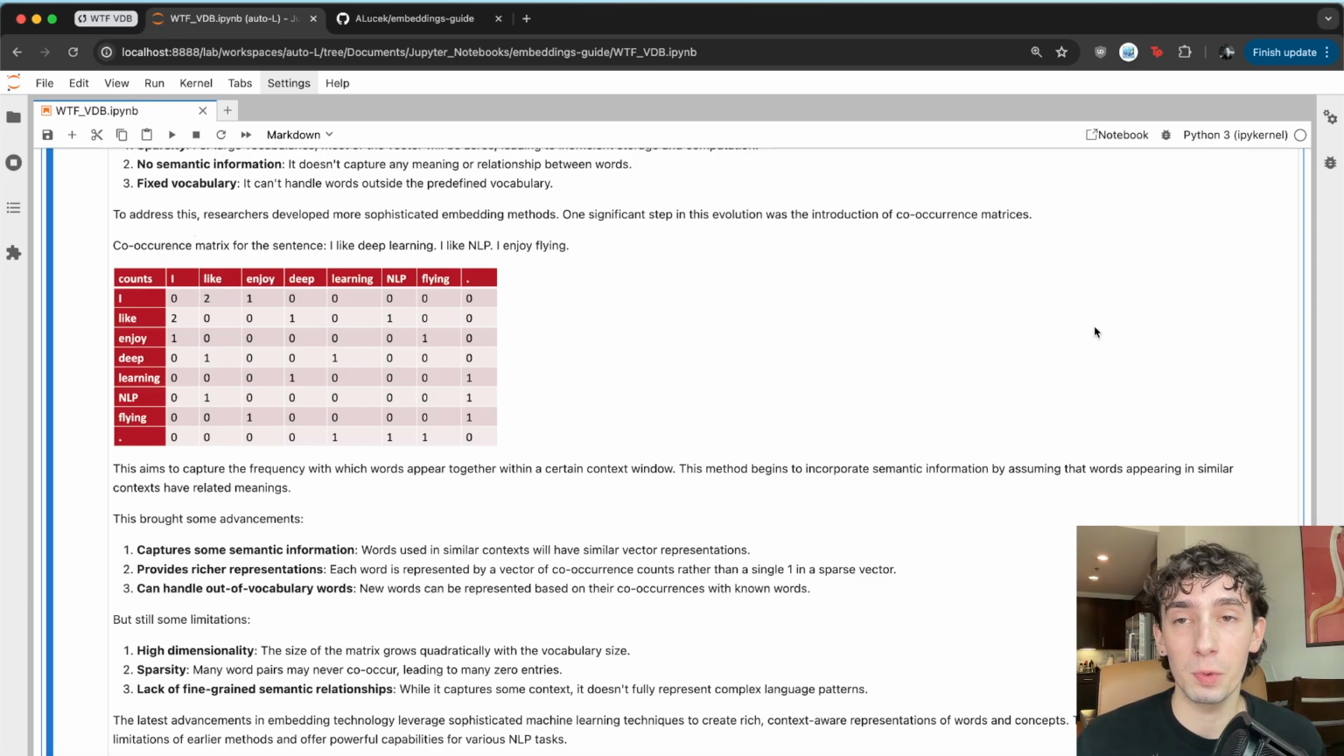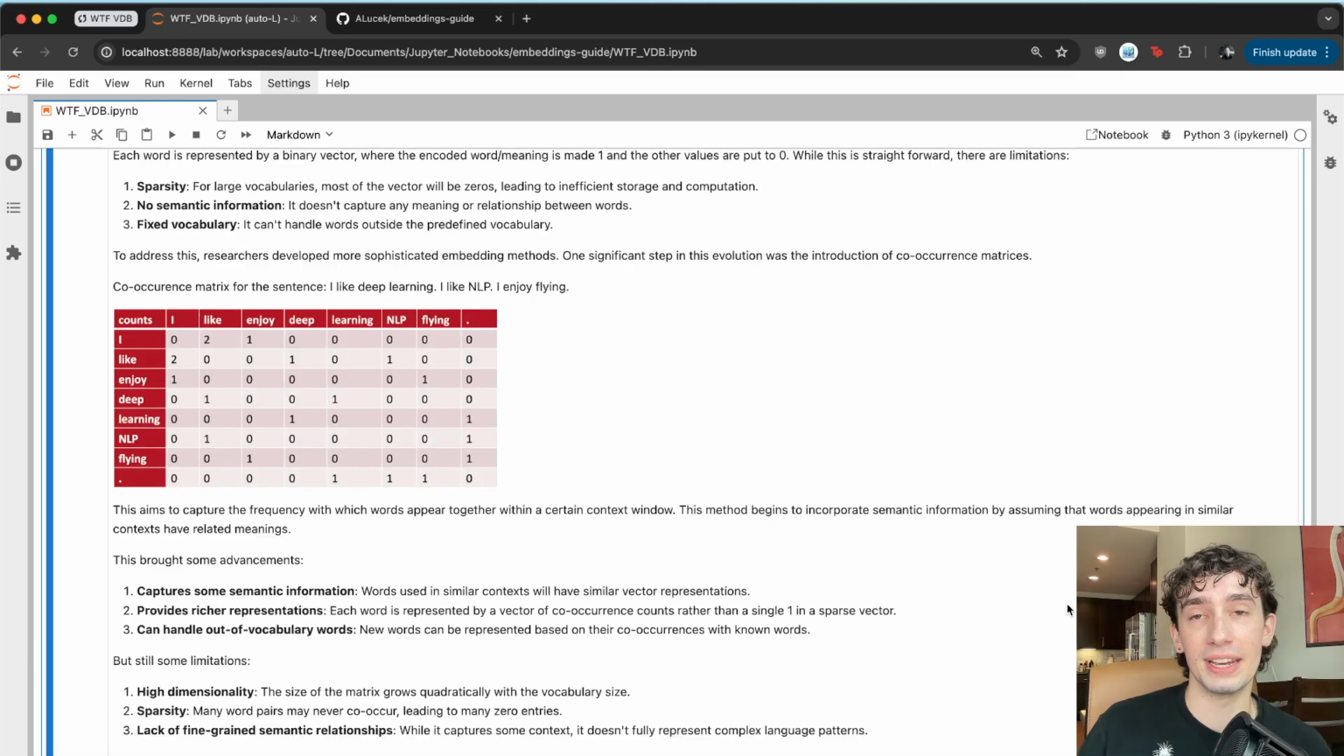And looking at individual word representations like this brought about some advancements that one hot encoding lacked. Things like capturing some of the semantic information, so words used in similar contexts will tend to have similar vector representations. It provides a much richer representation, since each word is represented by a vector of co-occurrence counts rather than a single one in a very sparse vector. And this can also handle out of vocabulary words, because new words can now be represented based on their co-occurrence with known words. But we still maintain some limitations with this.